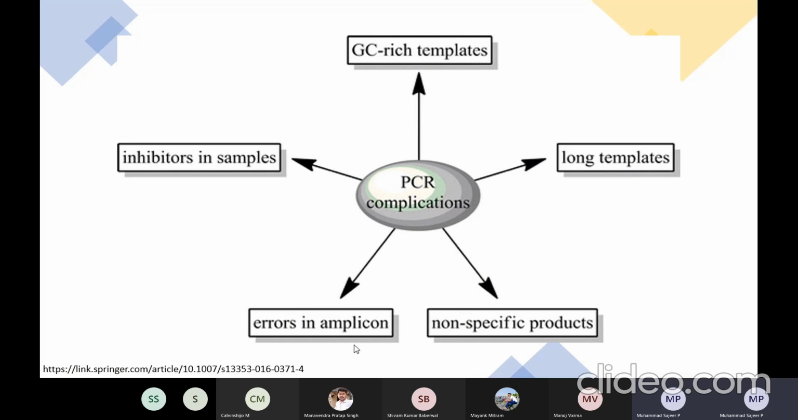And right, so we have a lot of complications in the PCR technique. It's not as easy as it looks. There are inhibitors, which I will explain in the next slide, and GC-rich templates, long templates, and errors. This is a multi-step process, so there is a lot of possibility of errors, and non-specific products may also come.